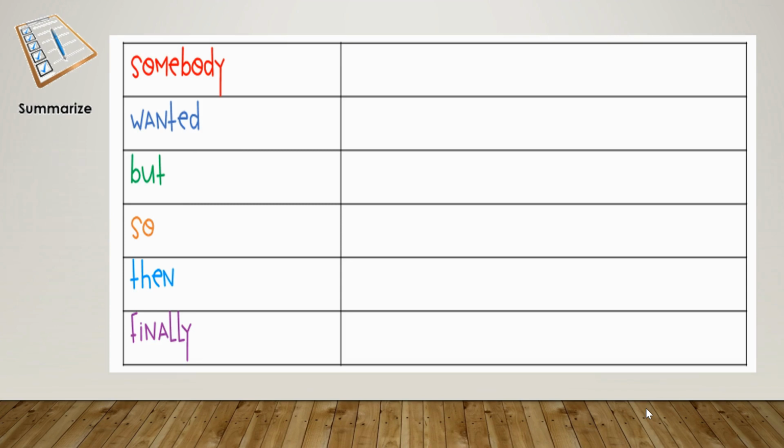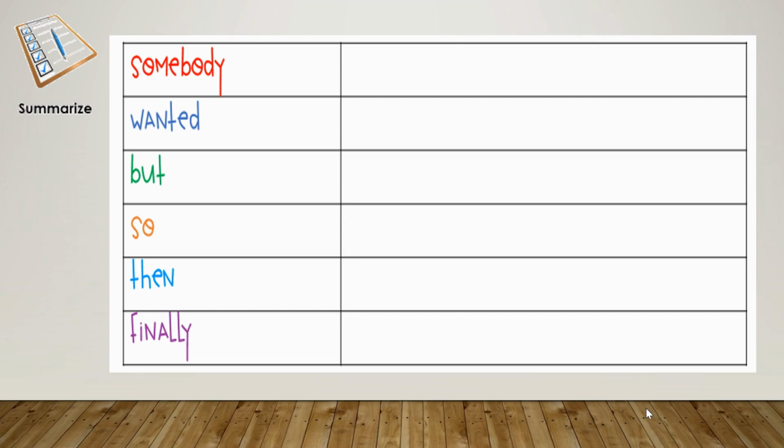Our next objective is to summarize this story, and I have a really great, simple way to help us summarize a story. We don't want to retell all of the details. We just want to give a synopsis or a main idea, a general summary of the story for someone who hasn't read it. So the strategy Somebody Wanted, But, So, Then, Finally can help us.